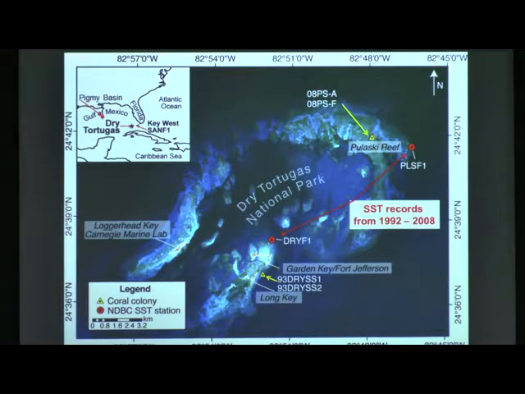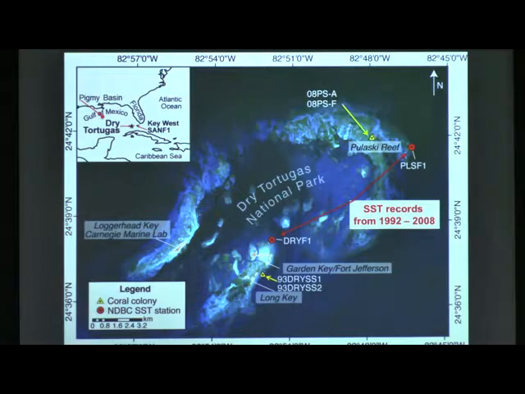So the Dry Tortugas, this is an ideal place for this study because there's 2 buoys out here that have been collecting hourly temperature records since 1992. So DRYF1 is over here by Fort Jefferson. Fortunately, we lost this buoy back in 2005 with the hurricanes. It was replaced later in 2007 with the buoy up at Pulaski Shoals. So I'm going to take these 2 SST records and combine them together into one record.